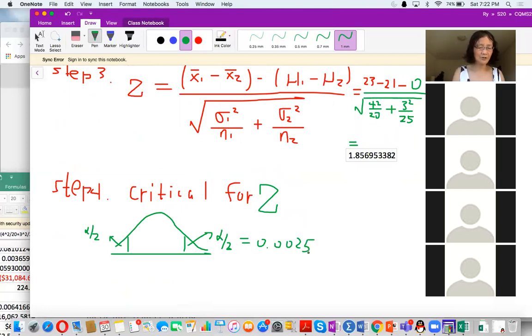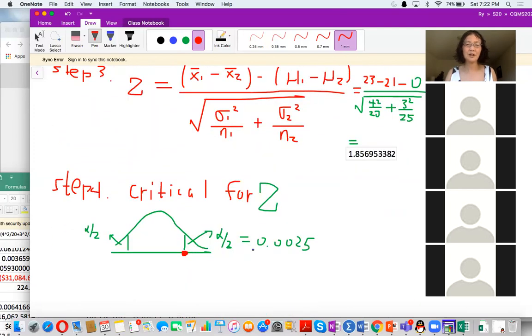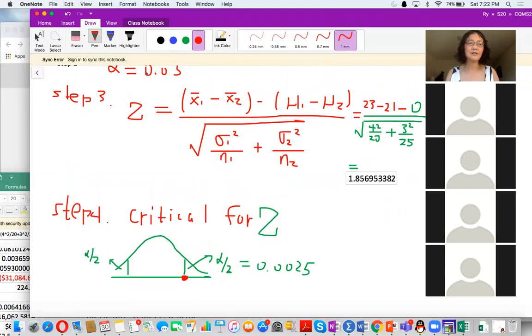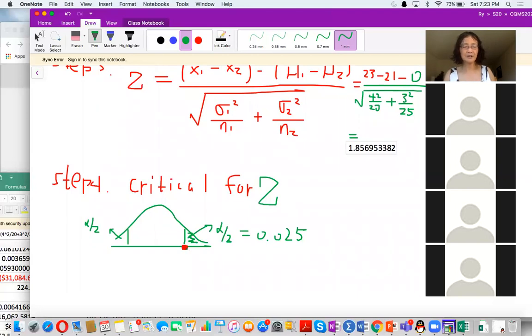Okay, so based on this picture, where is the critical value? Critical value is this point. What is the value of this point? 0.025. Okay, this area is equal to 0.025. So now answer this question, what is this point?